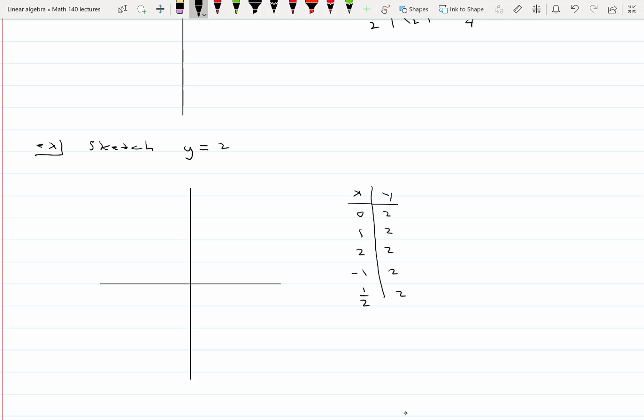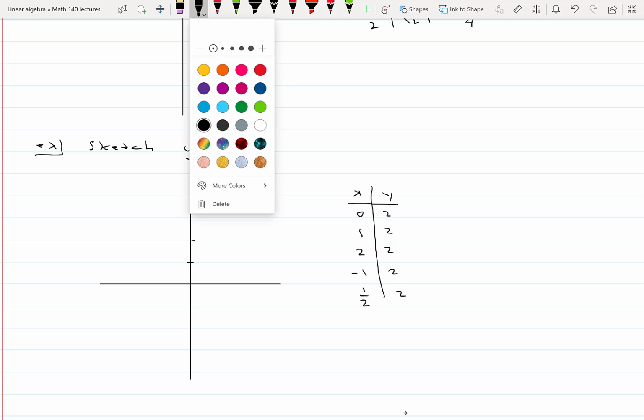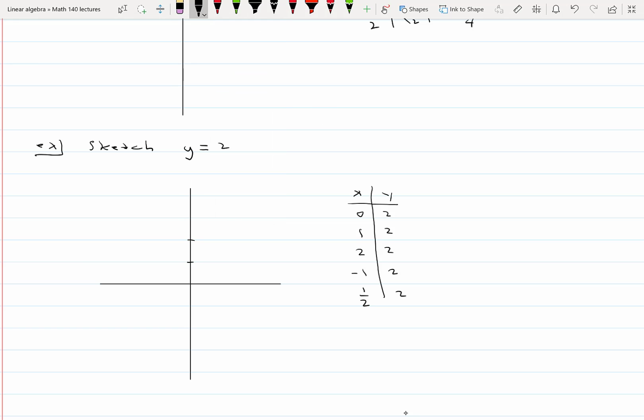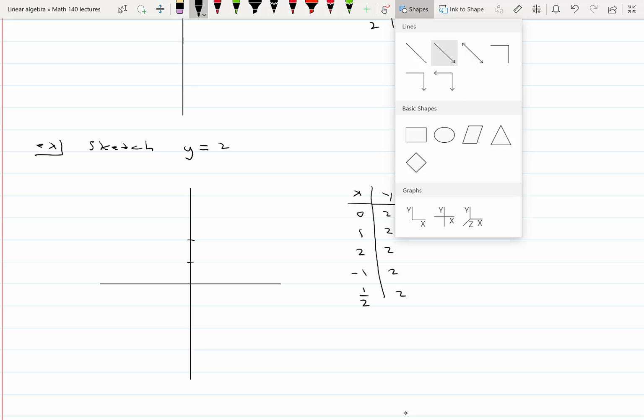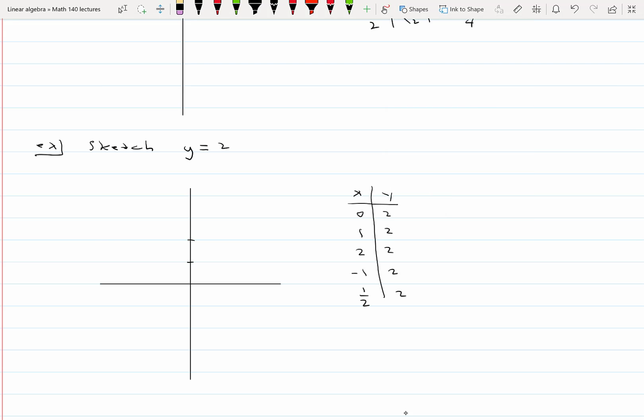No matter what you let x equal, no matter where you go horizontally in the xy plane, you always go up 2 units. So if you always go up 2 units, you're graphing a horizontal line. So I'm going to graph the line first. Then I'll kind of backtrack to justify this. Let's see. Here's a nice horizontal line. y equals 2.